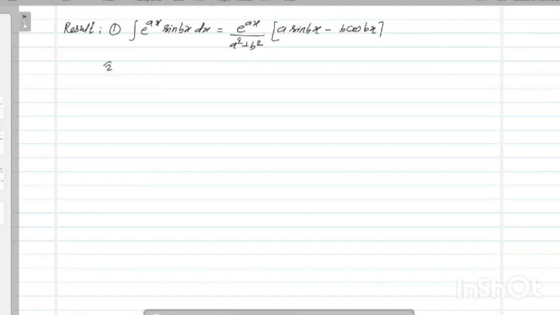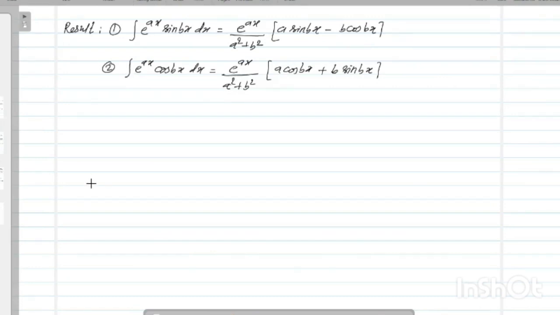And formula number 2: the integration of e raised to ax cos bx dx is equal to what? E raised to ax divided by a square plus b square, and here we'll have a cos bx plus b sin bx. Okay, these two results we must remember.